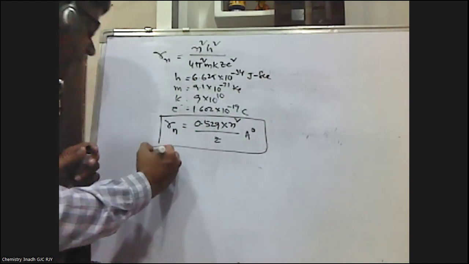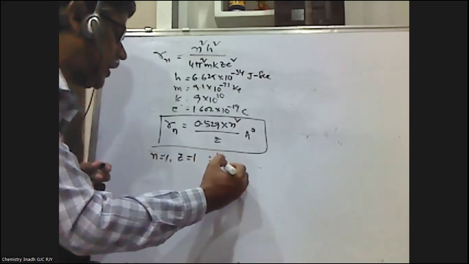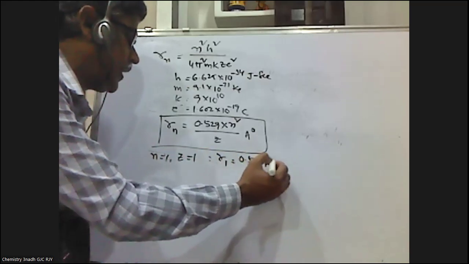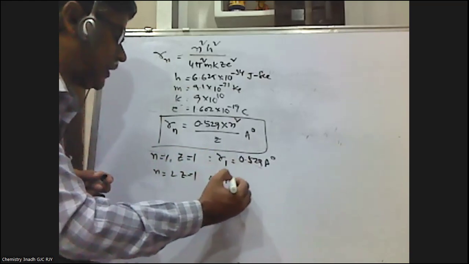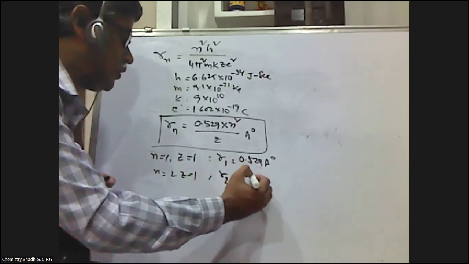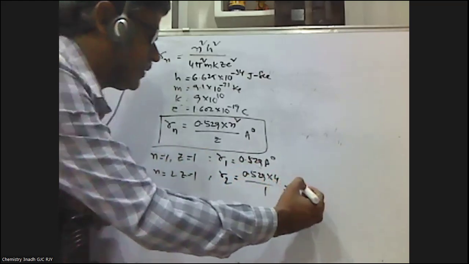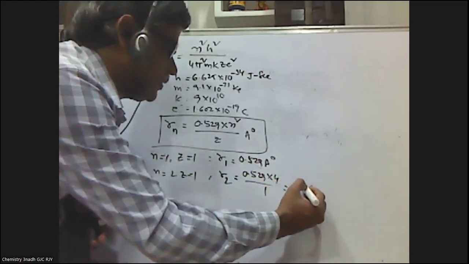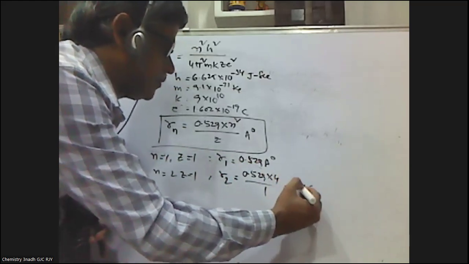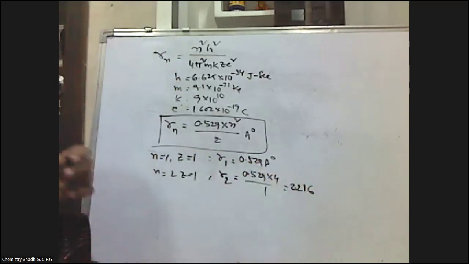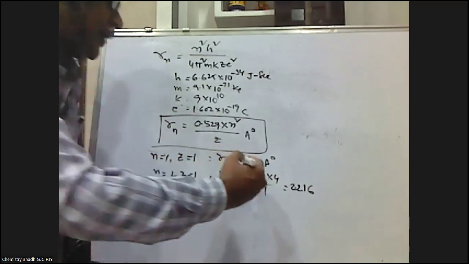For example, if n is equal to 1 for the hydrogen atom, z is equal to 1, r1 is equal to 0.529 angstrom. For n is equal to 2, z is equal to 1 for the hydrogen atom, r2 is equal to 0.529 into 4 by 1. Like this, we will get the expression in angstrom units, 0.529.